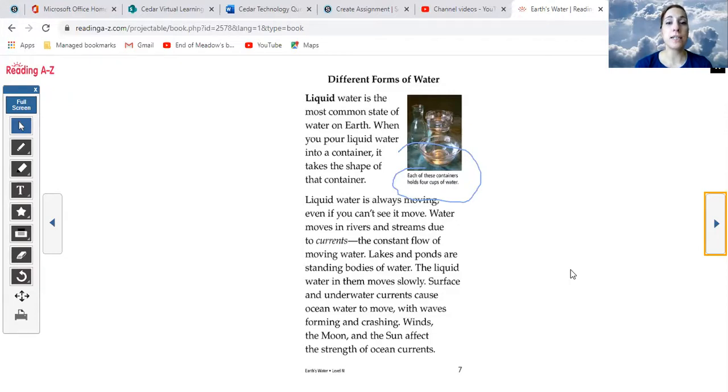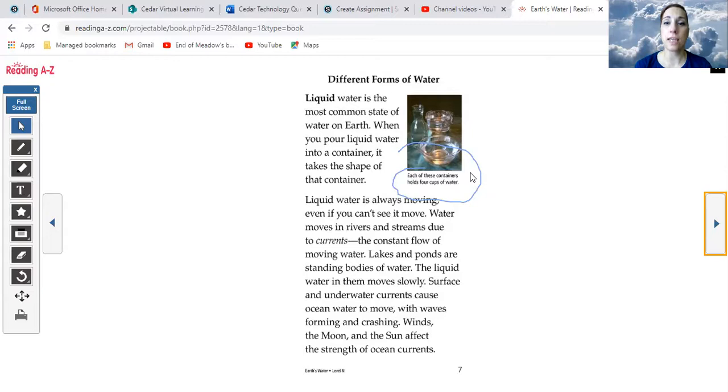Lakes and ponds are standing bodies of water. The liquid water in them moves slowly. Surface and underwater currents cause ocean water to move, with waves forming and crashing. Winds, the moon, and the sun affect the strength of ocean currents.